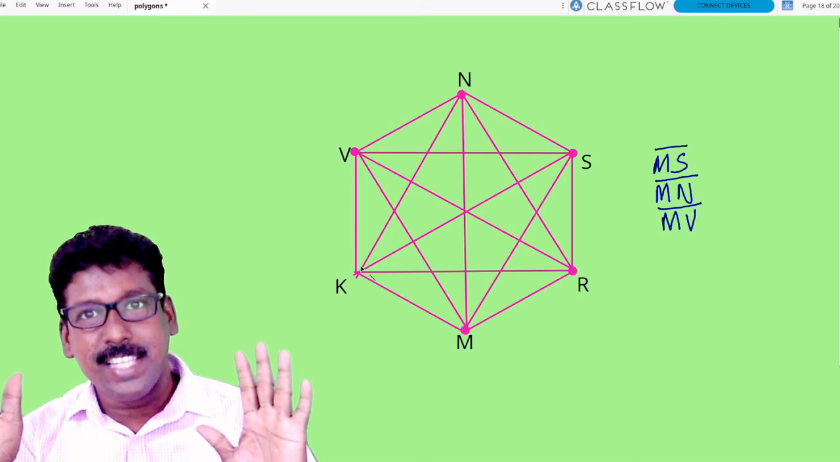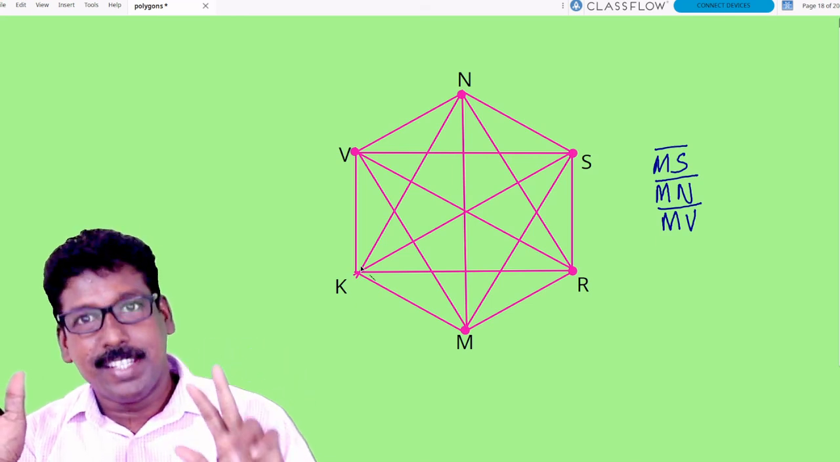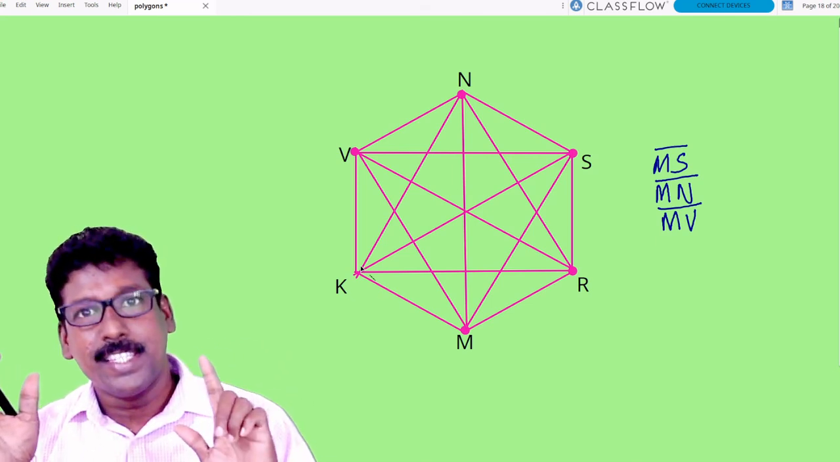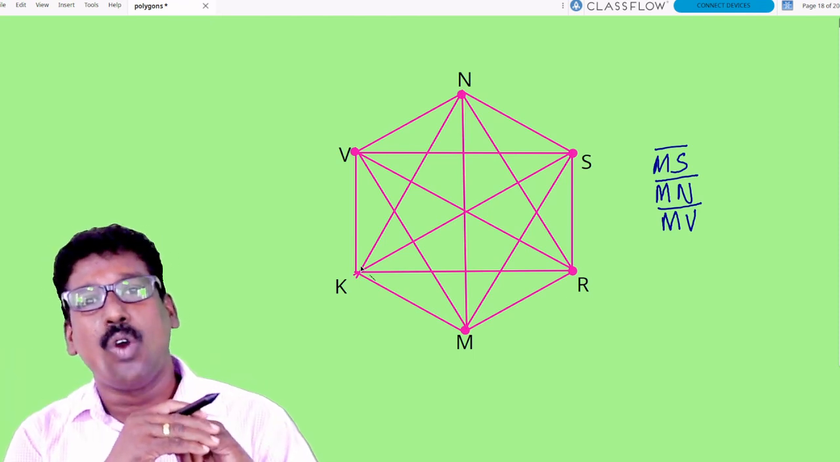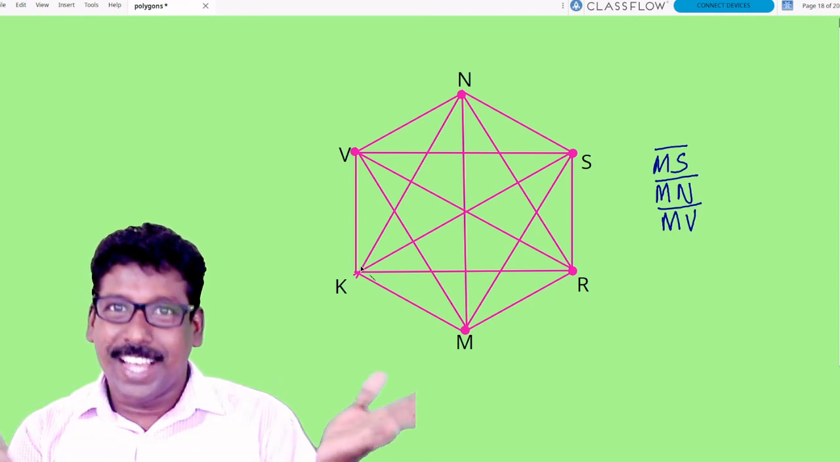So we discussed sides, adjacent sides, vertex, adjacent vertices and diagonals of a polygon. That is all for today's class.